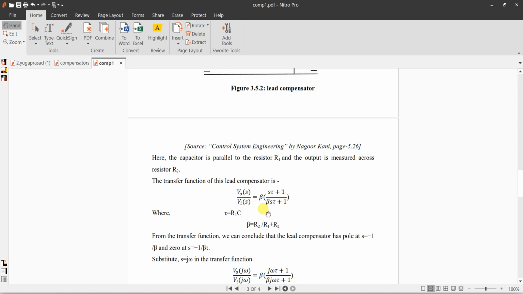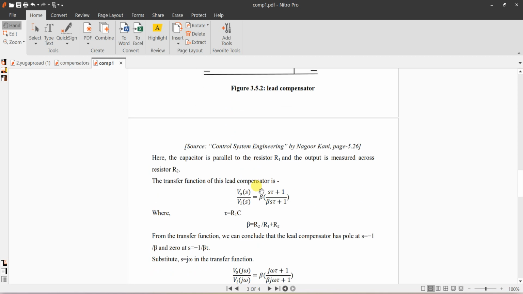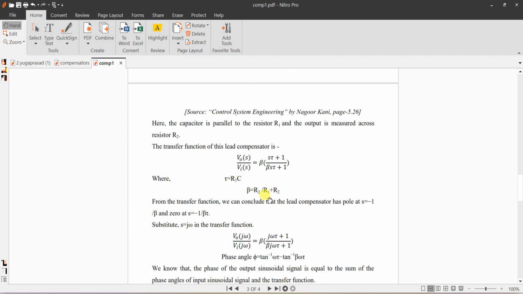You can refer to any other textbook for the simplification. You get beta into (S tau plus 1) divided by (beta S tau plus 1), where tau is R1 into C, because C is connected in parallel with R1, and beta is R2 divided by R1 plus R2.